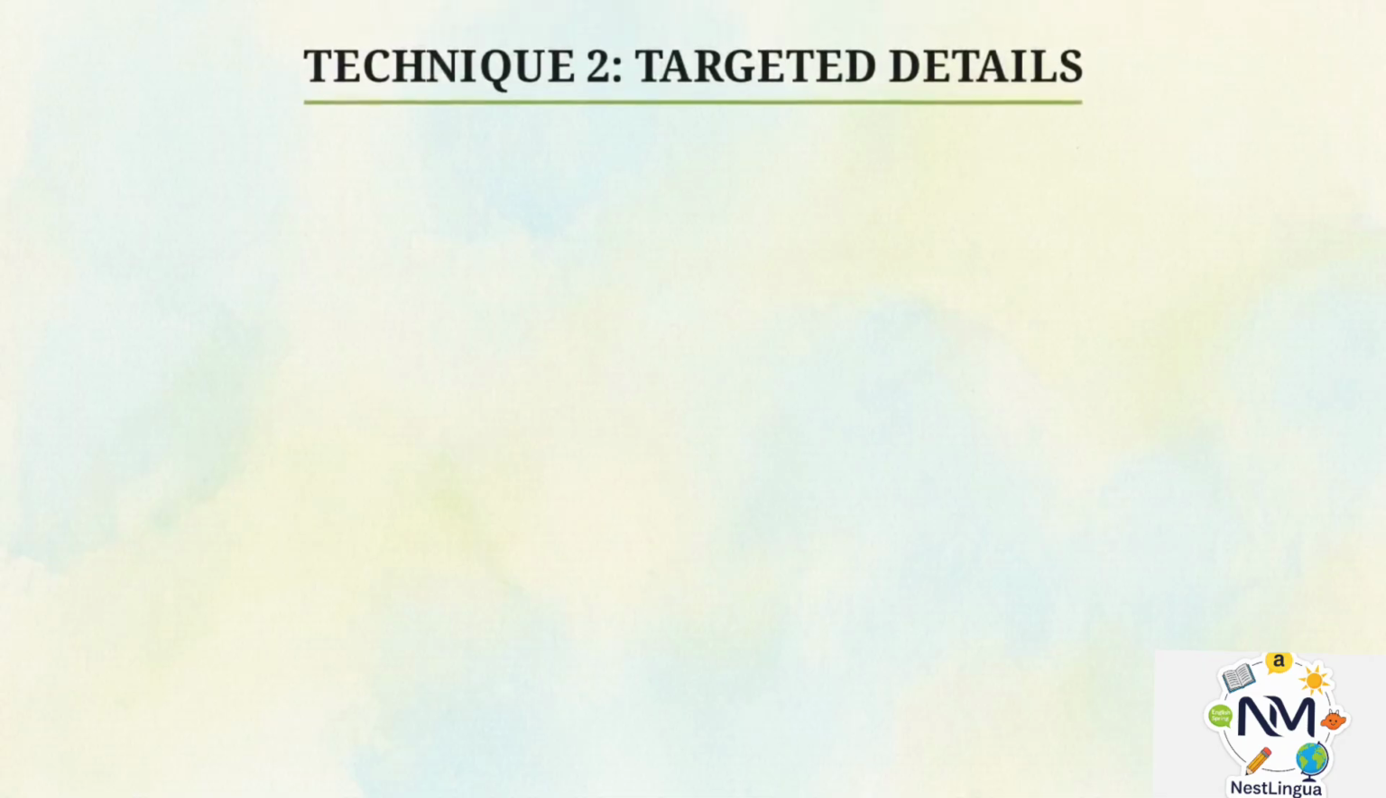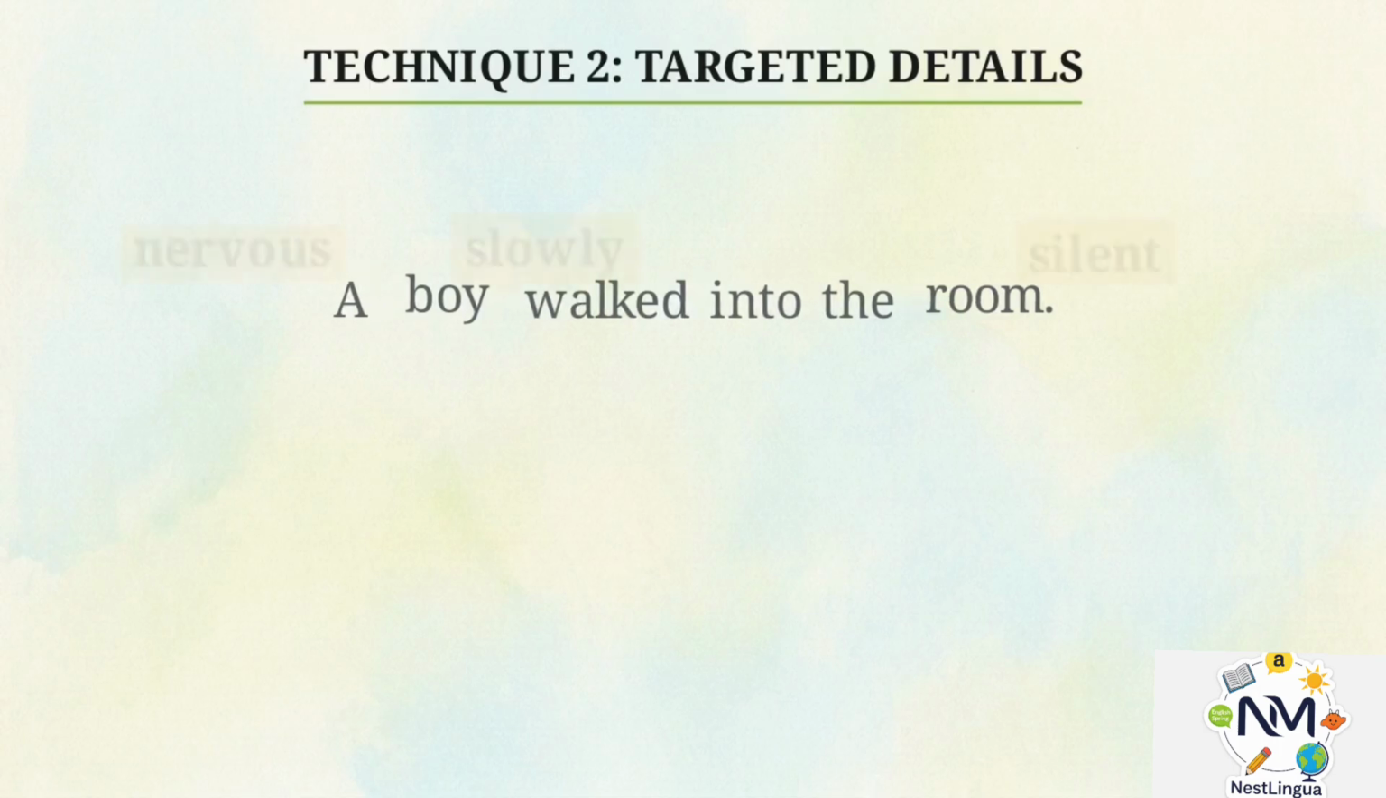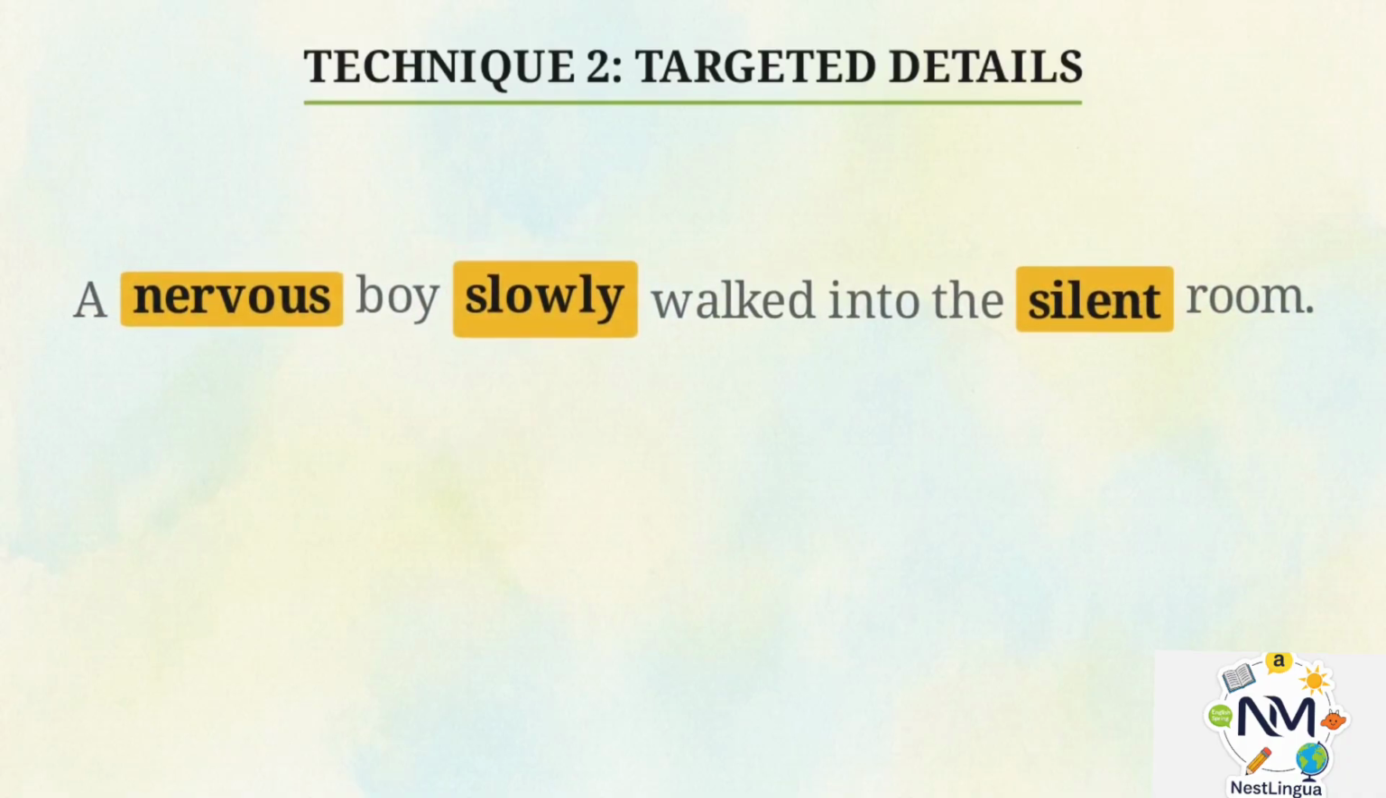The second technique is adding targeted details. We start with a generic setup. A boy walked into the room. Now watch what happens when we insert 3 specific modifiers. A nervous boy slowly walked into the silent room. By adding those precise details, the entire psychological atmosphere of the scene changes.